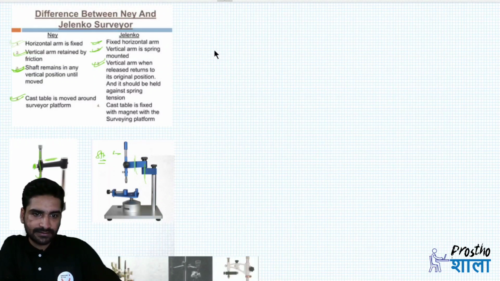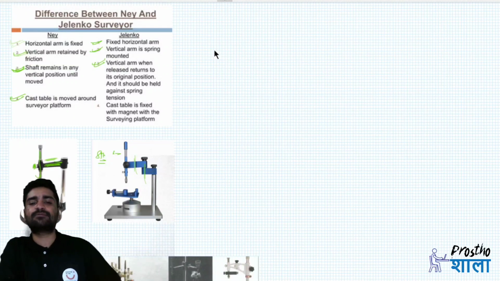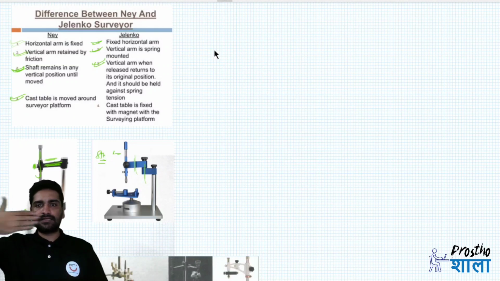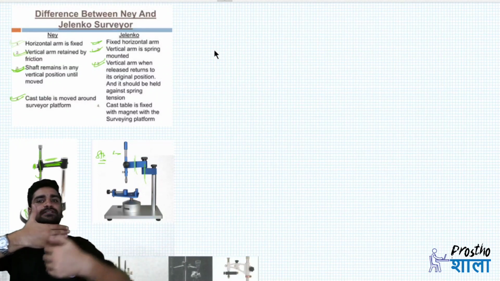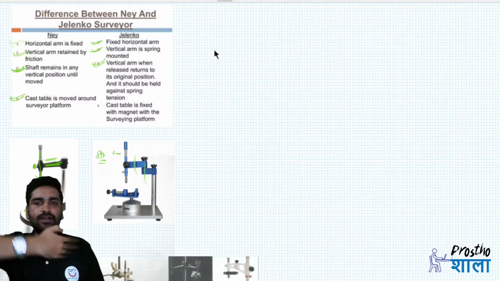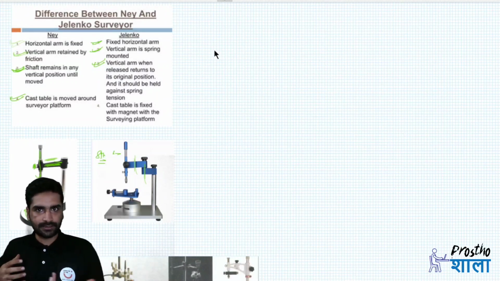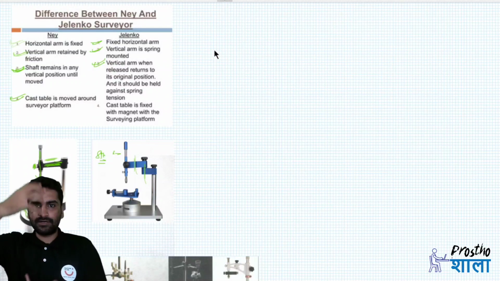Here the cast table or the cast holder you can move all around the platform because it is not fixed. Why the cast holder is not fixed? Because here you don't have a flexible attachment. See, one attachment has to be flexible. Either the horizontal arm will have some provision of moving in all the directions, or the cast holder has to move in all the directions. Both will not move. One will be fixed.